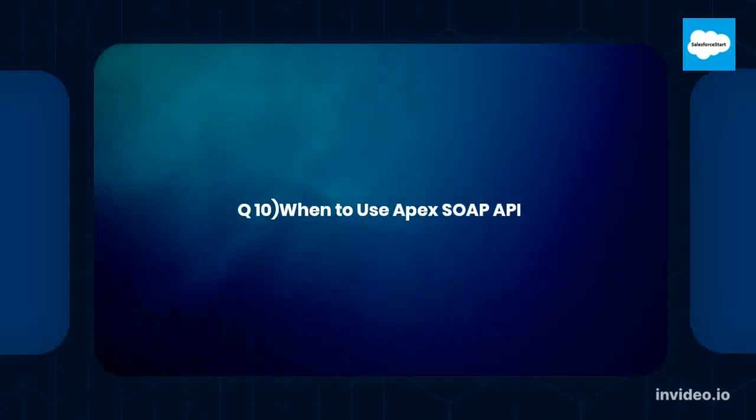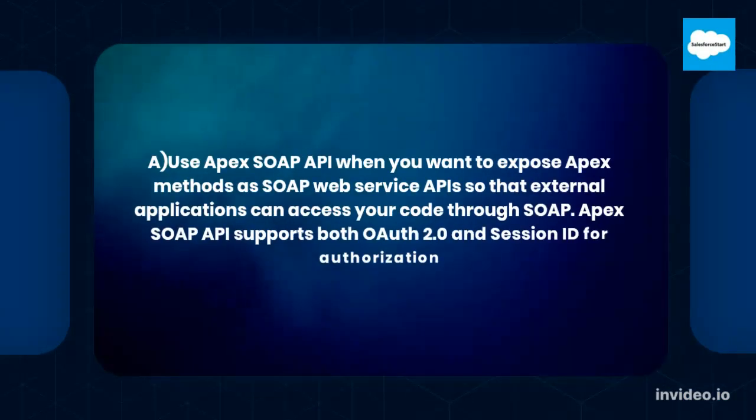Question number 10. When to use Apex SOAP API? Answer. Use Apex SOAP API when you want to expose Apex methods as SOAP web service APIs so that external applications can access your code through SOAP. Apex SOAP API supports both OAuth 2.0 and Session ID for authorization.